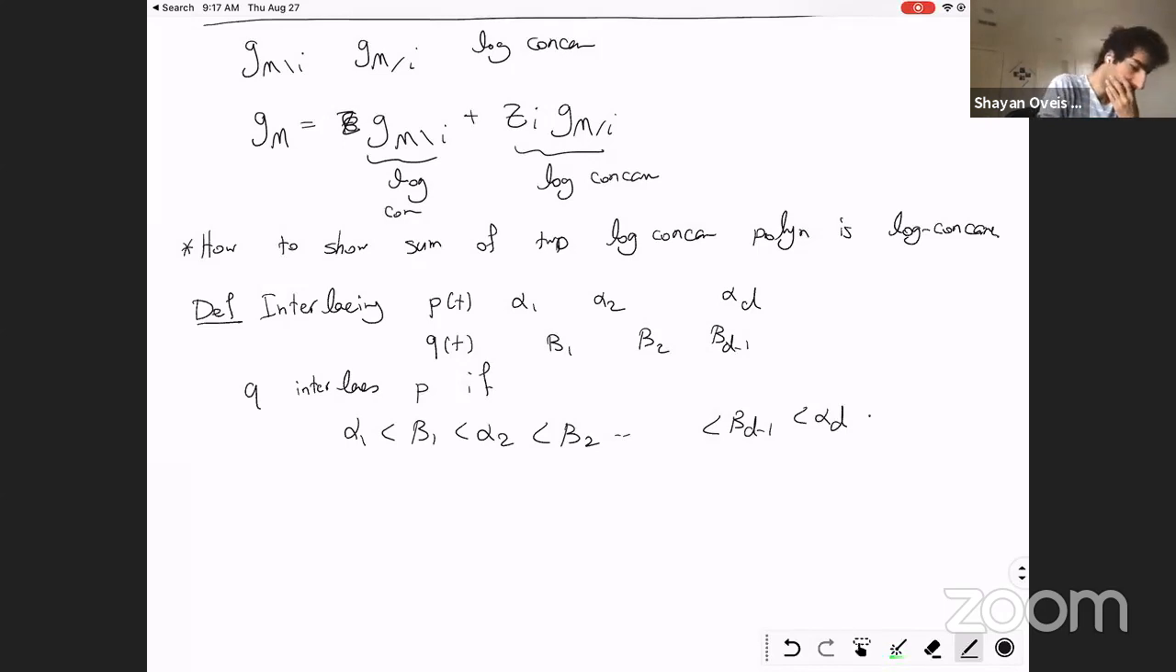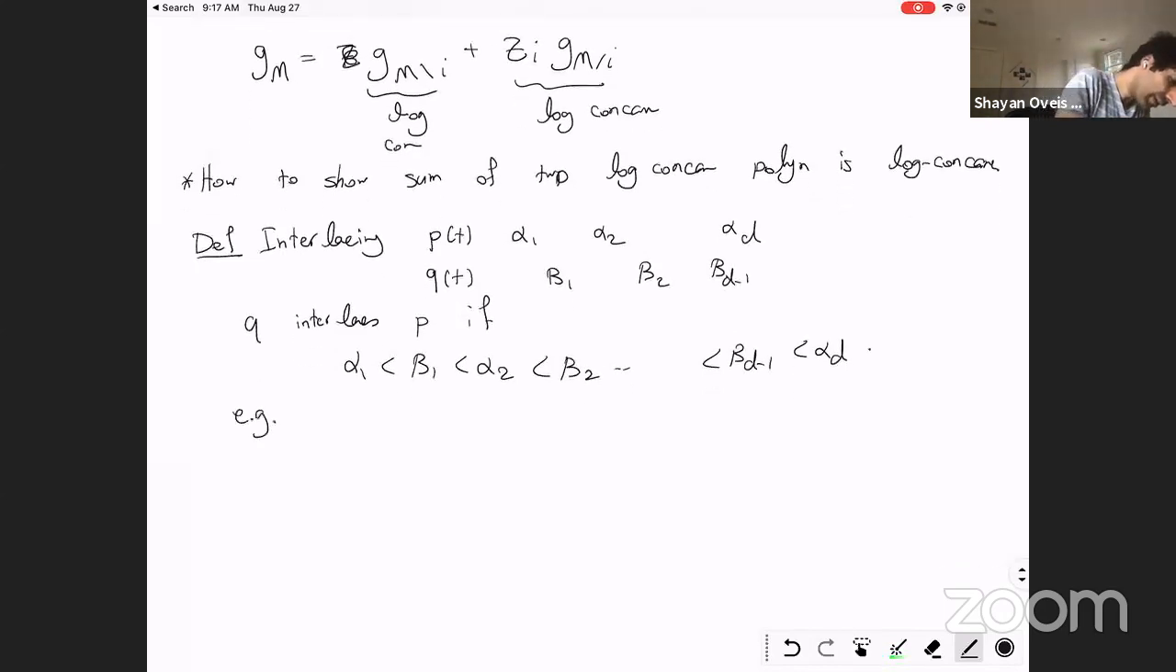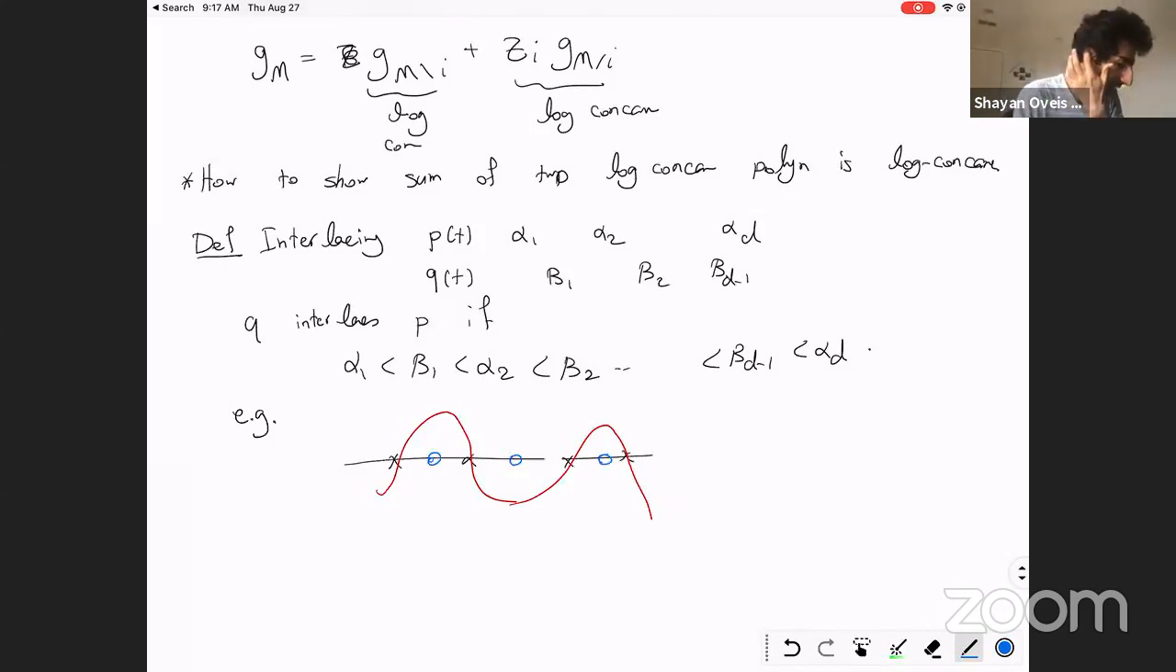Okay. So for example, if you look at a real rooted polynomial P, these are the roots of the polynomial. Then the derivative has one root between each pair of the roots. So the roots of the derivative are these circles, and they interlace the roots of the polynomial.